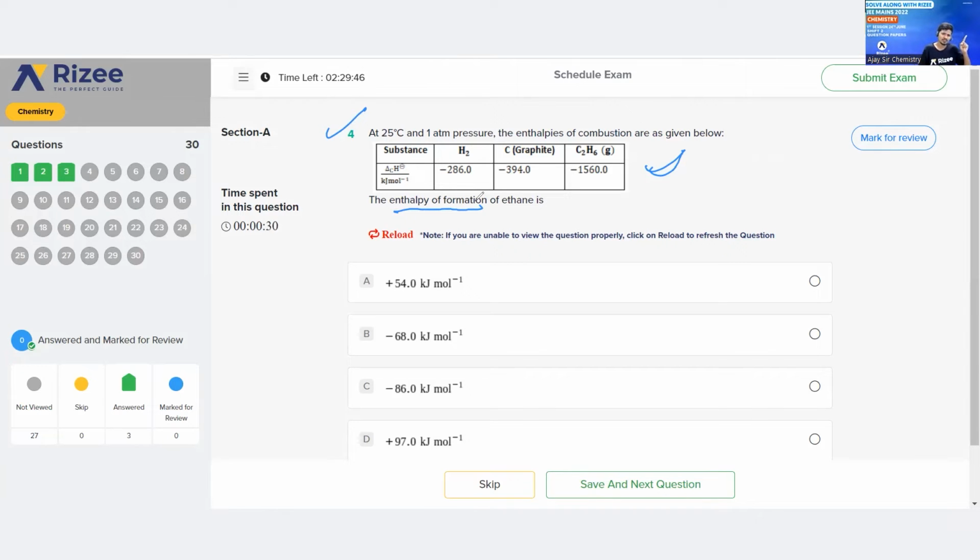The first question was based on enthalpy of combustion, and this question is also related to that topic, but here we have to find the enthalpy of formation. I will give 1 minute. Try to solve this.